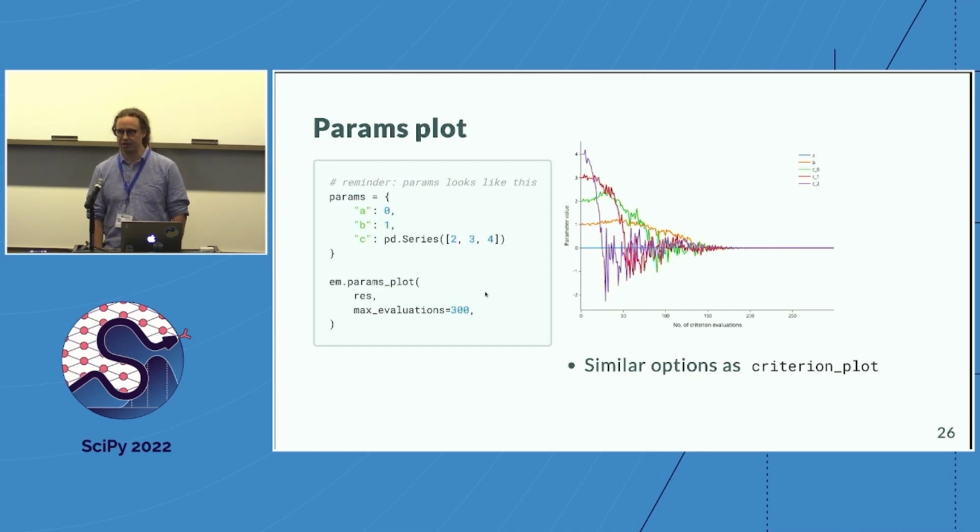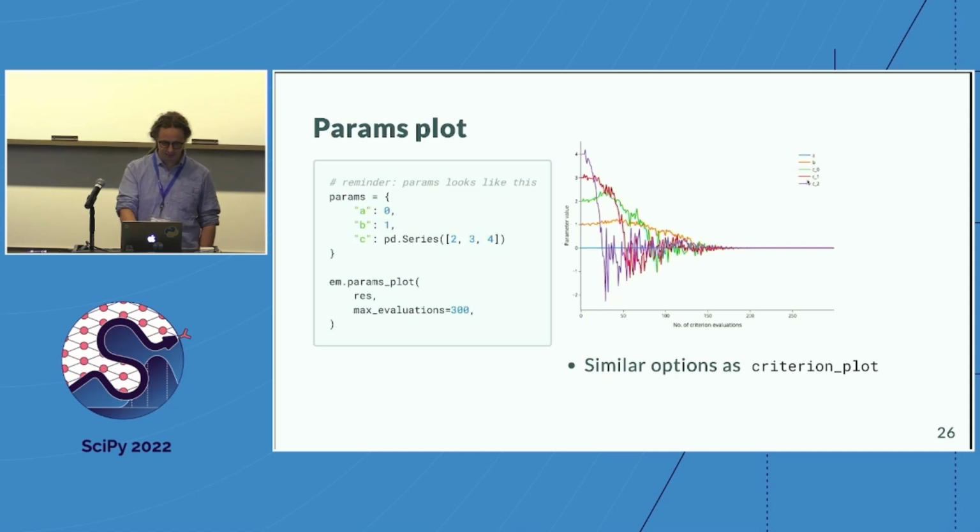You can also plot the parameter history. So each line corresponds to one parameter. Just as a reminder, in this example, the parameters were a dictionary with A, B, and C was a series. And all this label information is also used here in the legend, so it lets you identify each parameter.